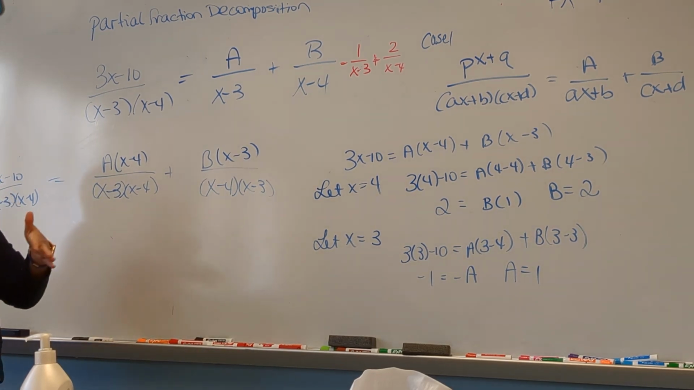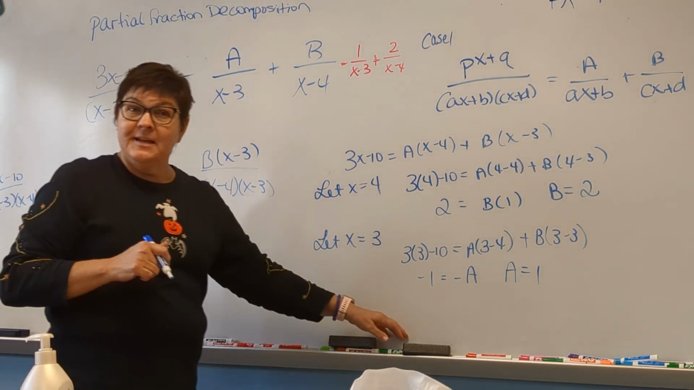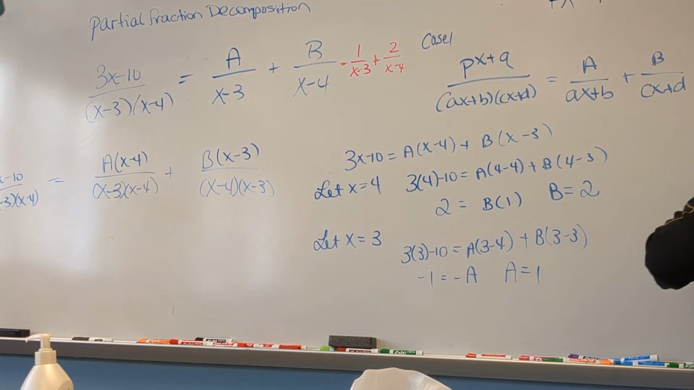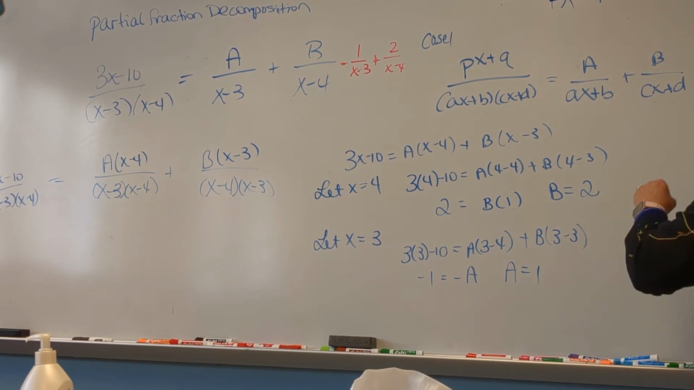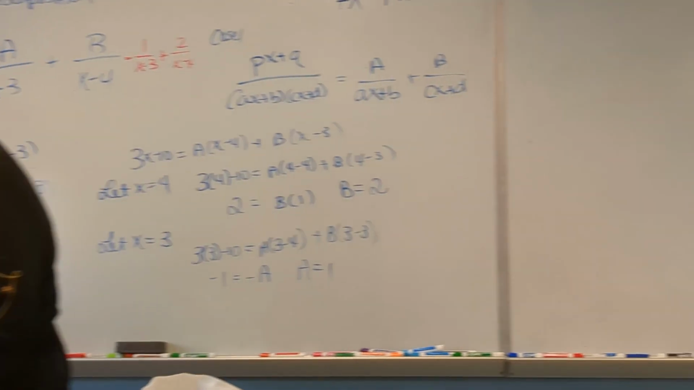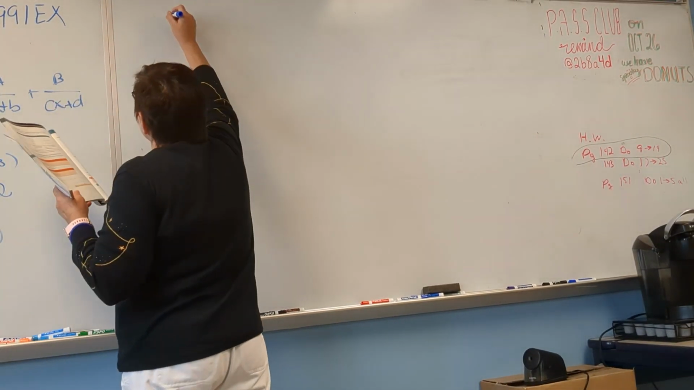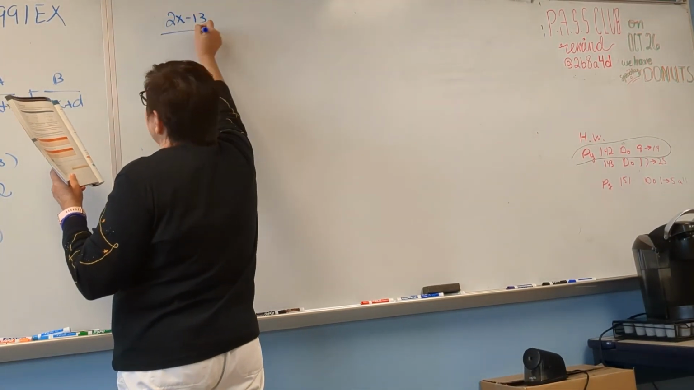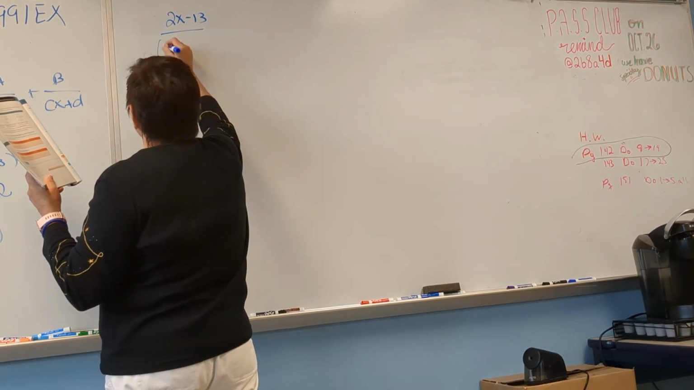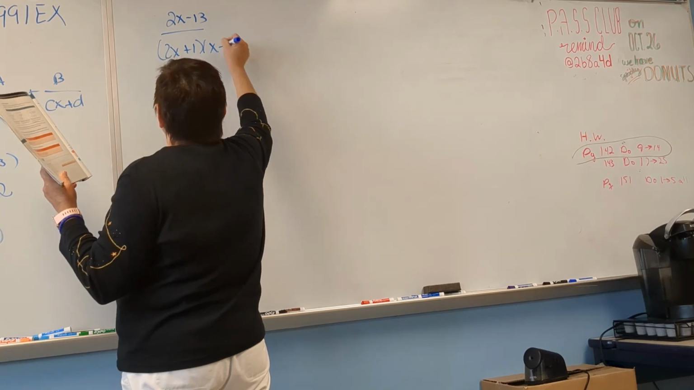Okay, I'm going to give you one to try, all right? So, are we cool so far? Case 1 didn't make us too nervous. Okay, so x minus 13 over 2x plus 1 times x minus 3.